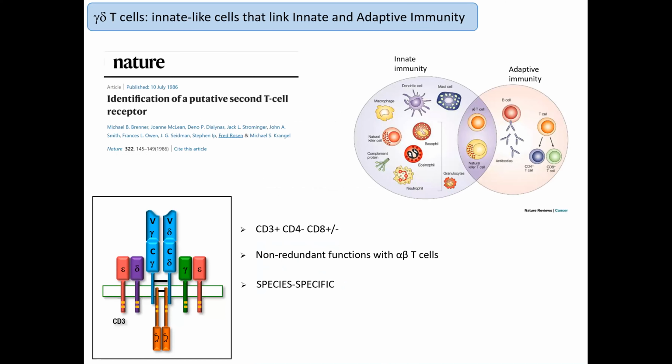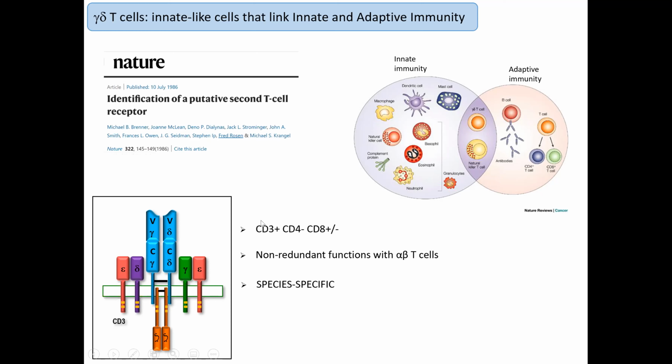So gamma delta T cells were identified between 1984 and 1986 as a second different lymphocyte population with non-redundant functions with alpha beta T cells. They share characteristics of NK cells and alpha beta T cells. They seem to be a perfect mixture of both, and as such, they link innate and adaptive immune responses. They express a T cell receptor, which is composed of gamma and delta chains instead of the alpha and beta that are normally found within conventional T cells. And this is coupled to the CD3 molecules to form the expressed TCR.